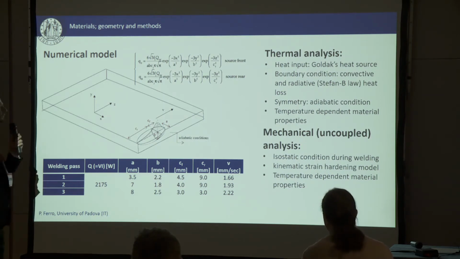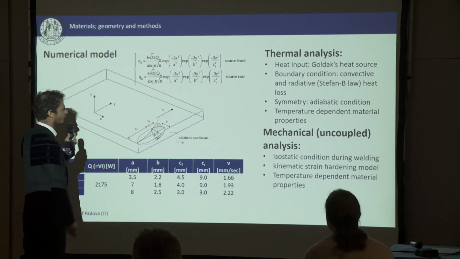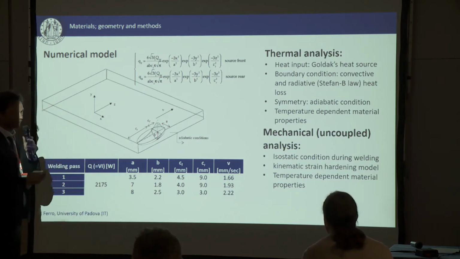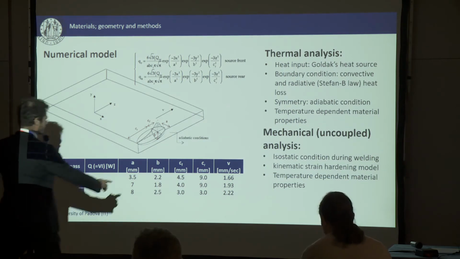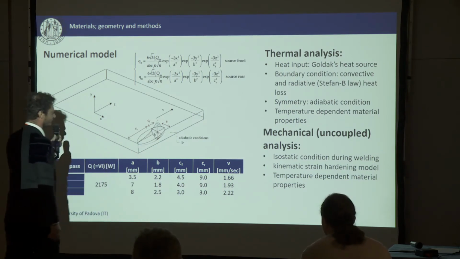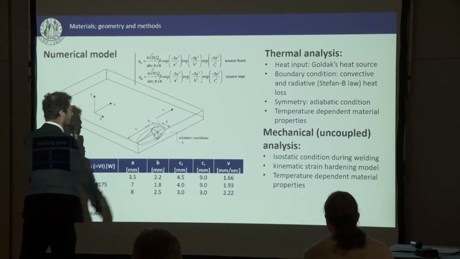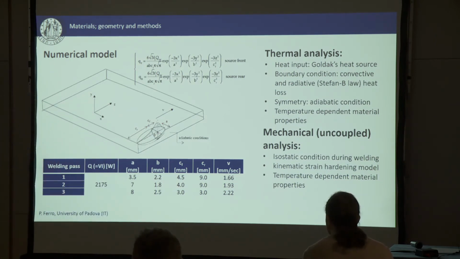Then for the boundary conditions, we apply convective and radiative conditions, using the Stefan-Boltzmann law, at the surface boundaries. We also exploit the symmetry of the geometry and also of the loads in order to reduce the number of elements. So this one is an adiabatic condition applied in this plane of symmetry. And of course, we use temperature-dependent material properties.